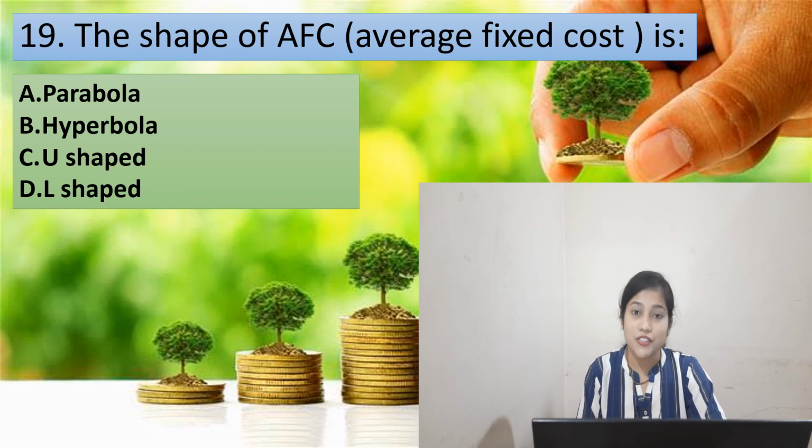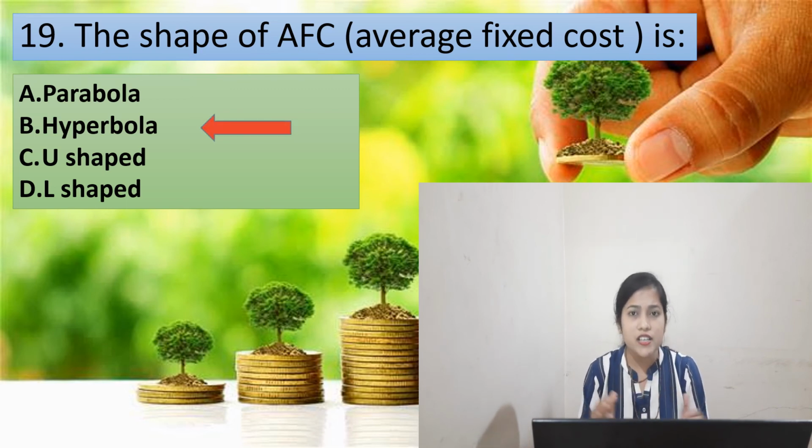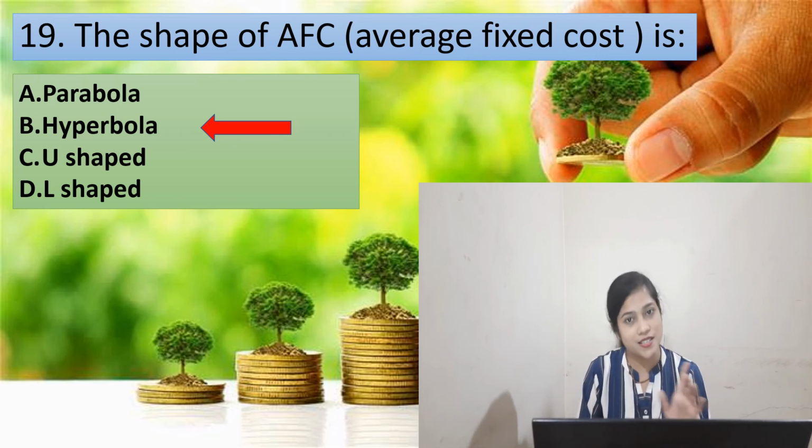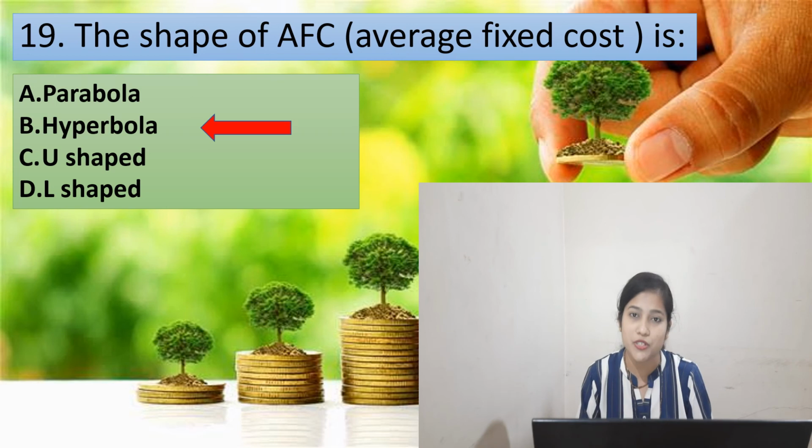So here is the question: the shape of average fixed cost is parabola shape, hyperbola shape, U-shaped, or L-shaped? Well, the answer is hyperbola shape. Why? Because in cost curves, every cost curve has more or less a similar shape, that is U-shaped, except one, that is average fixed cost, and that has the hyperbola shape. I think most of you know this concept, that the curve of average fixed cost is a hyperbola, and the rest of the curves have a similar structure, that is called U-shape. Okay, moving to the next question.